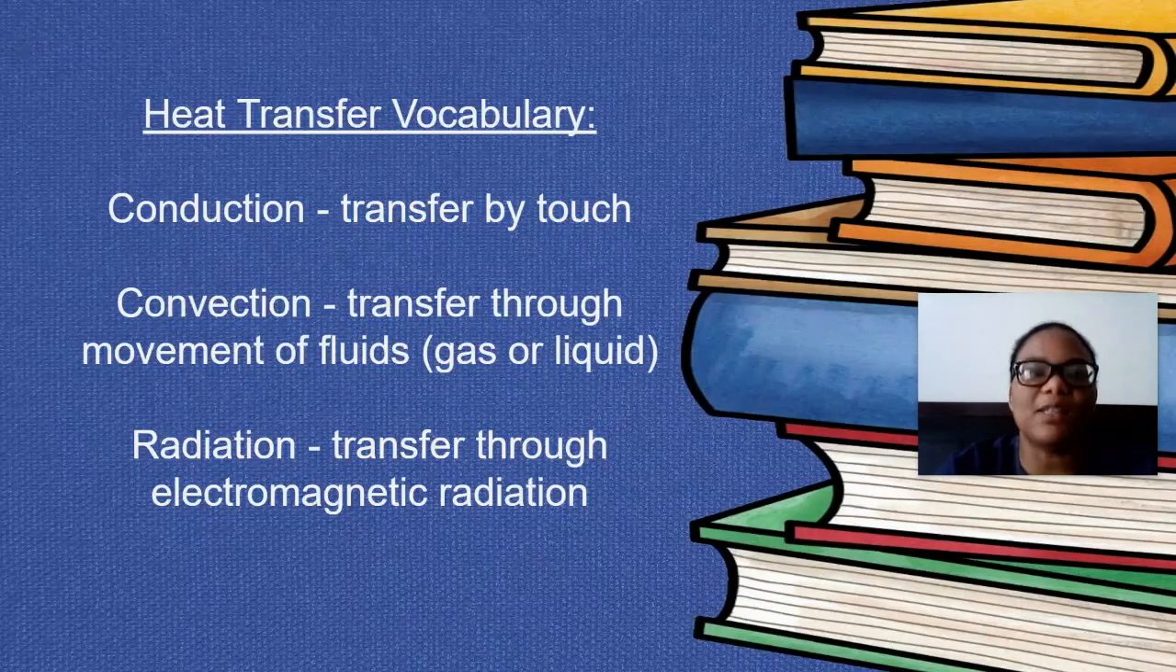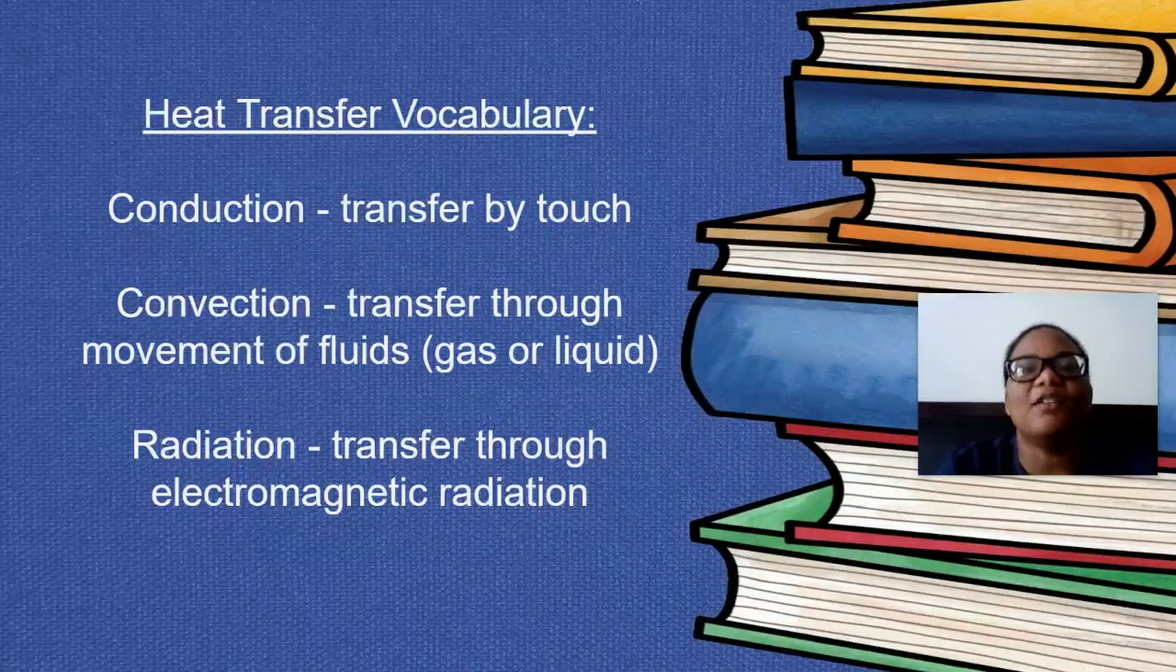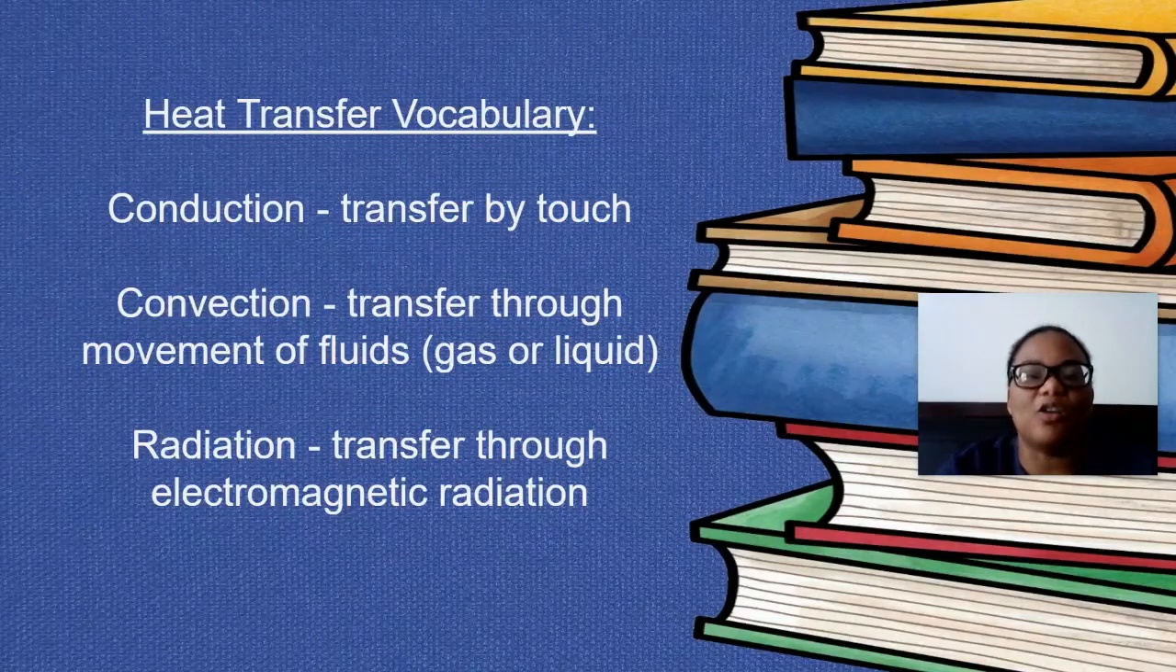Heat transfer by convection is transferred through the movement of fluids, such as gas or liquid. So when it's the summertime and the hot air is moving around outside, you get hotter. That is convection. Or when we're cooking pasta, that is also convection. Radiation is transferred through electromagnetic radiation. So when you cook your food in the microwave, microwaves are a type of electromagnetic radiation. And also when you have the sun rays touch your skin and you feel warm, that is also radiation.